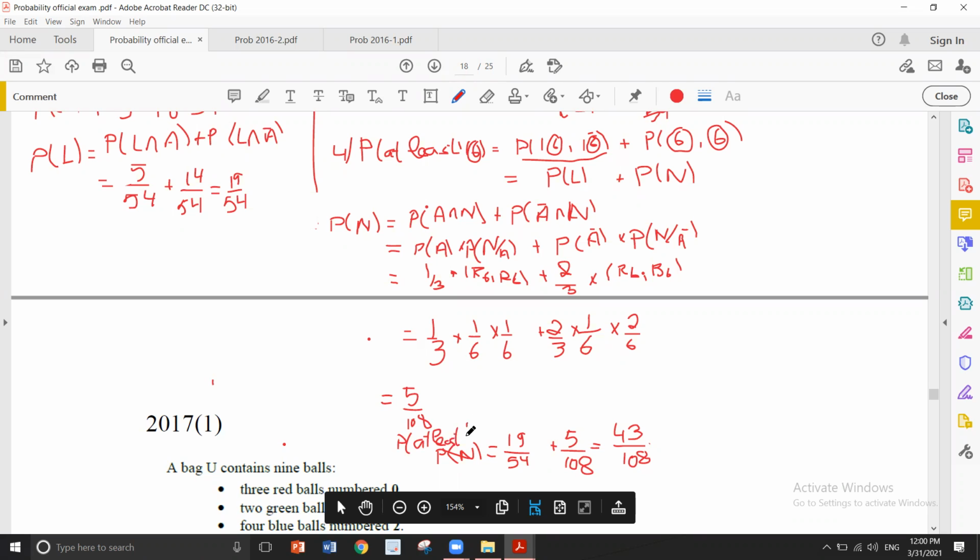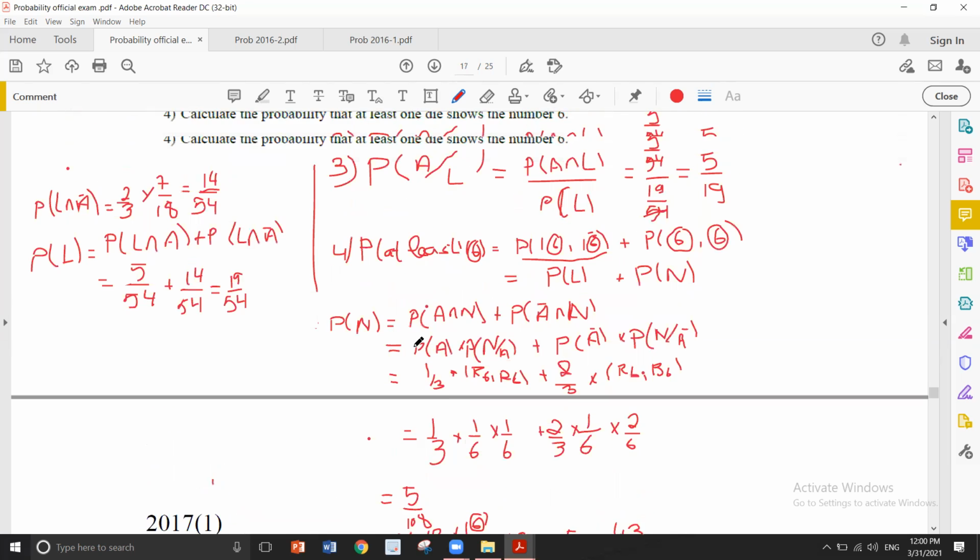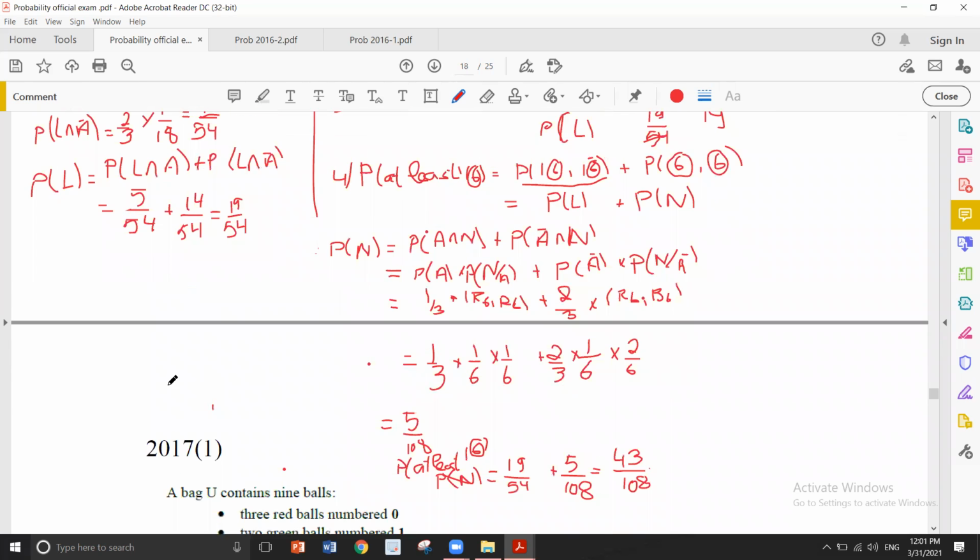Yes, Alisa. We can do 1 minus the probability of not 6, 1 minus the probability of two not 6s. If we call them H, it is 1 minus the probability of H. I have to determine the probability of H.